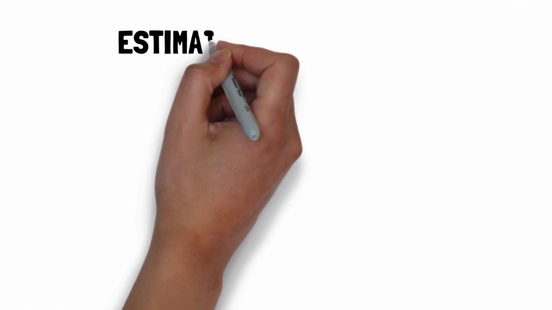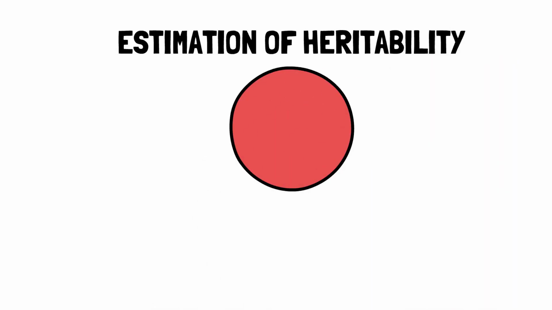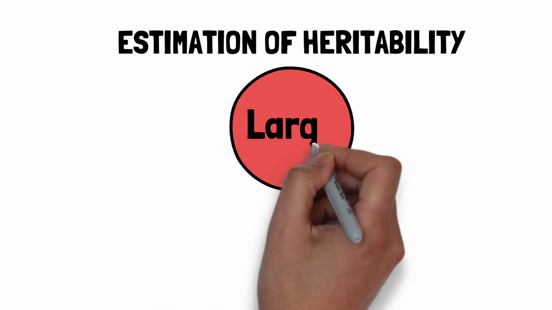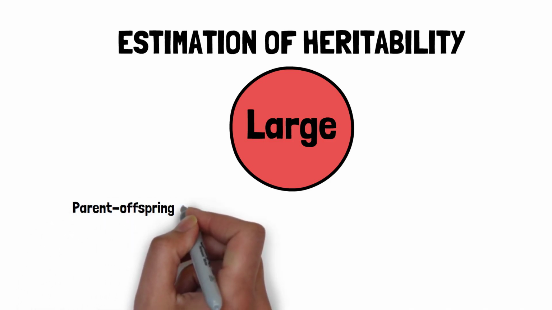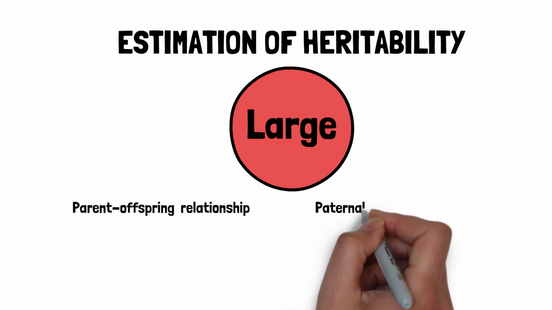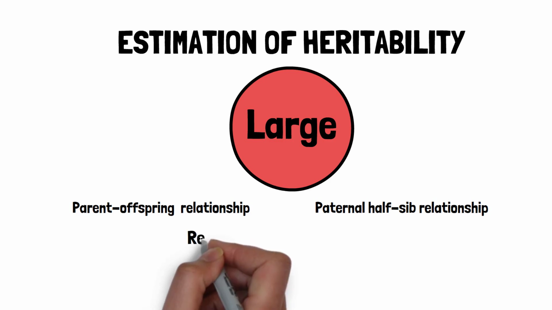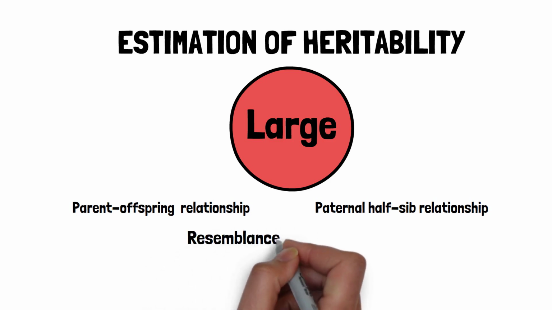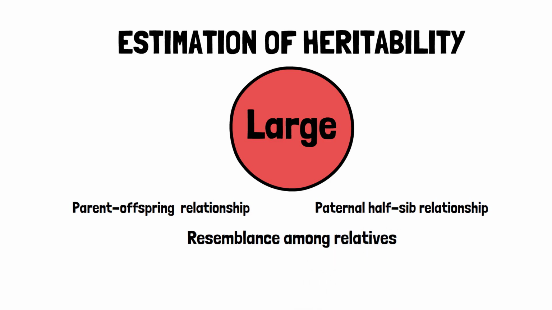Now let's go to estimation of heritability. It is said that to measure heritability, a large amount of data is required. There are two common methods used in estimation of heritability. One is the parent-offspring relationship. Two is the paternal half-sib relationship. Remember that the underlying principle in heritability estimation is resemblance among relatives. Well, I need not explain that.